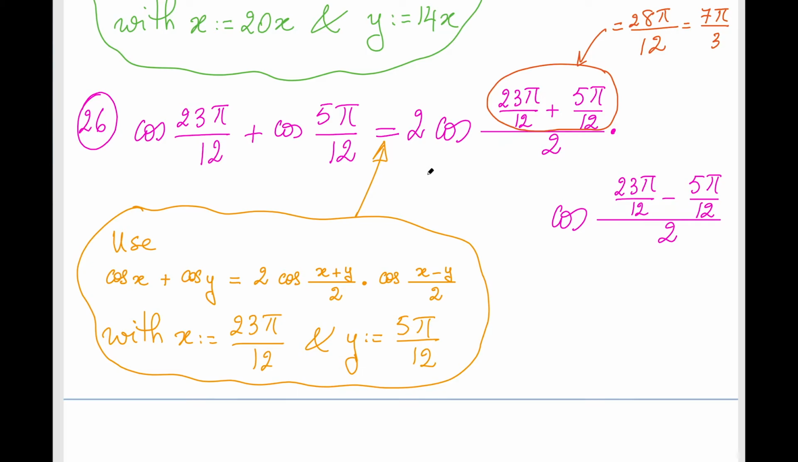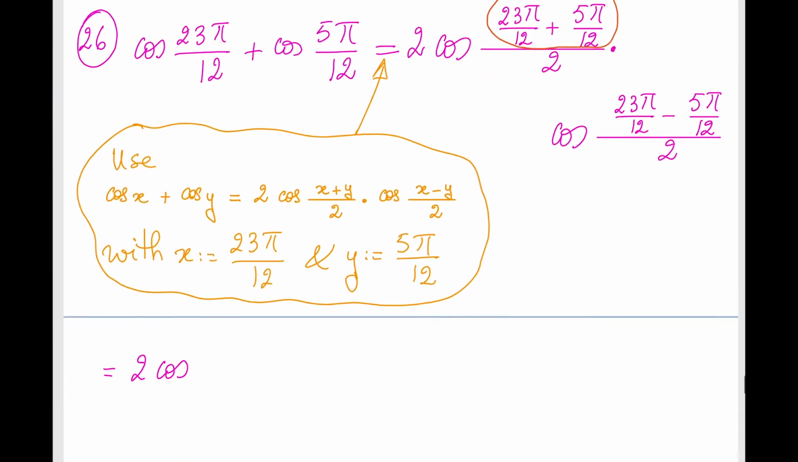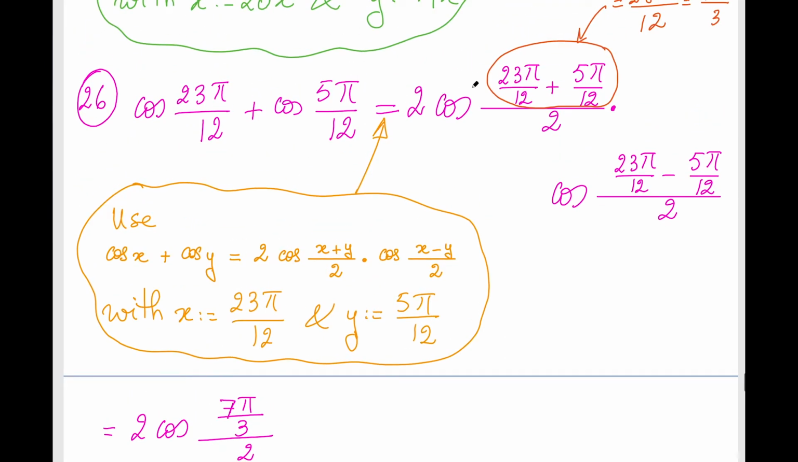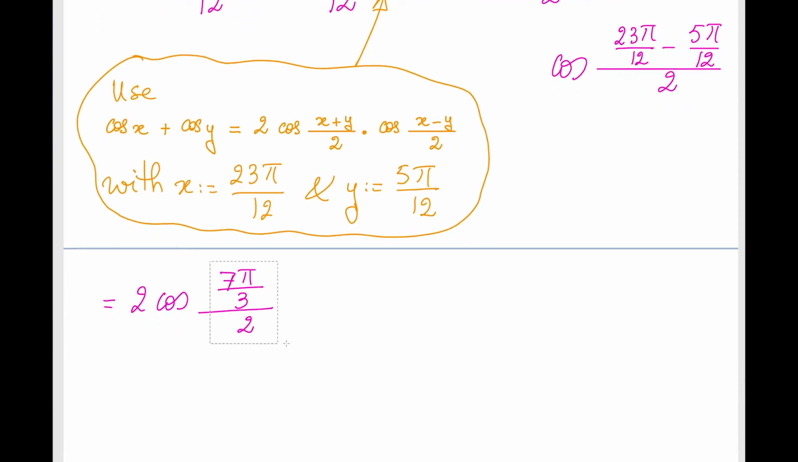Okay, so this becomes equal to 2 times cosine of, we found 7 pi over 3 upstairs, and that thing is over 2, right? Times cosine of the other angle. Let's find this one. What's this now?